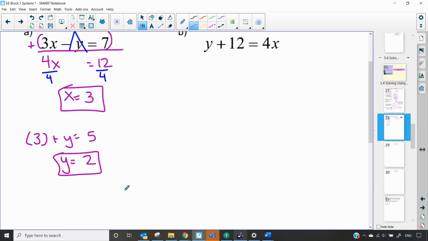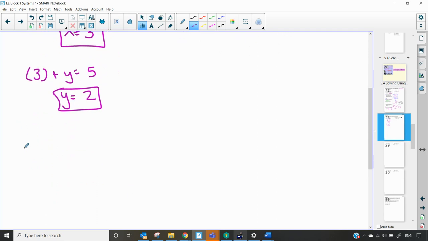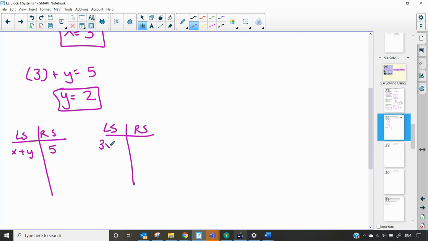Now, again, you want to make sure to verify your answer, so I'll just do a quick review of left side, right side here. Again, we have to check both equations. So LS RS, the first equation was x plus y on the left and 5 on the right, and the other one was 3x minus y on the left and 7 on the right. So x plus y using the solutions I came up with, 3 plus 2 is 5. This one works, LS equals RS.